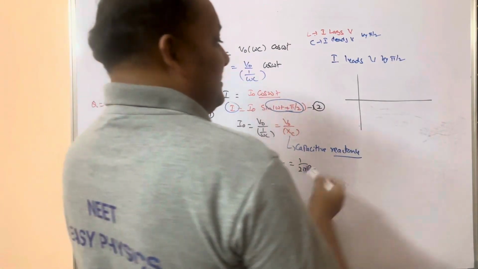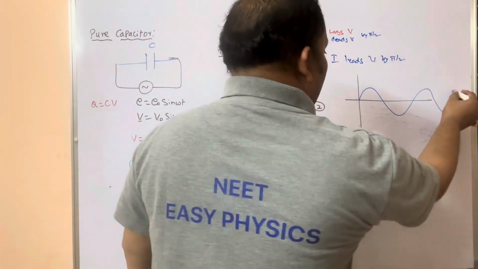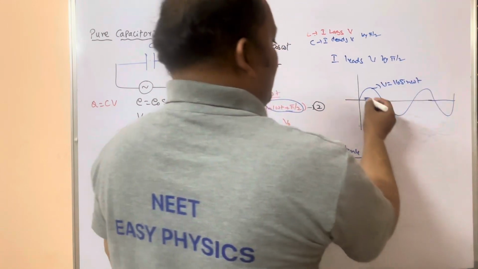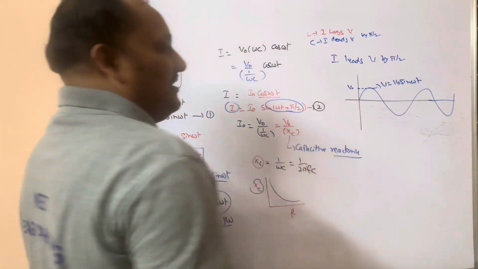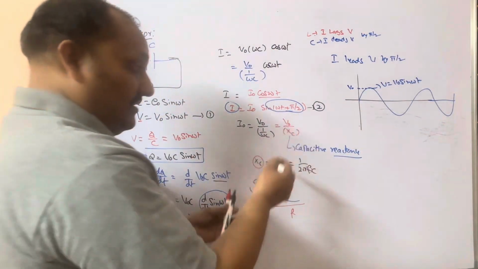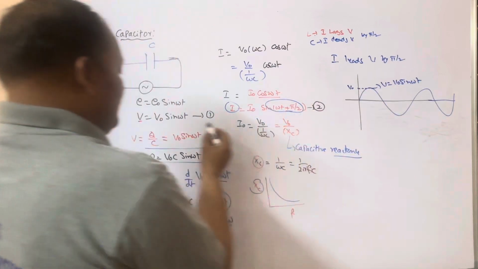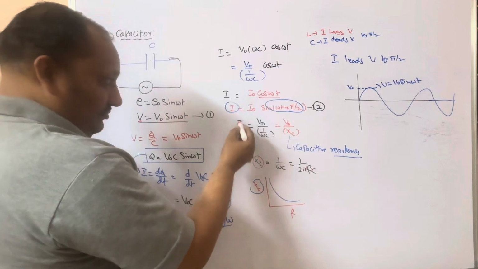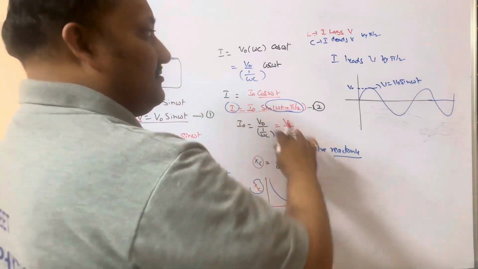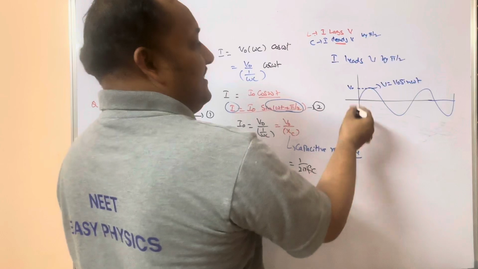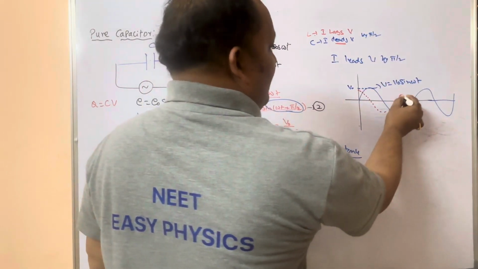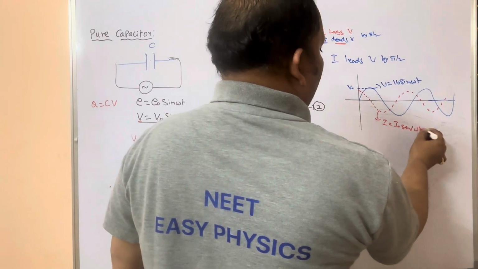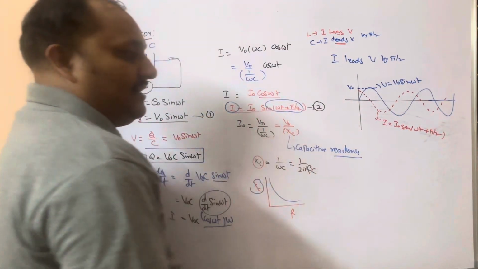First we will see wave representation. Always we draw this many times: V is equal to V naught sin omega t, so this is going to be V naught. This is the wave representation of the applied source of voltage. Now for this, I is equal to I naught sin of omega t plus pi by 2. So current leads, therefore it will be coming like this. So this is I is equal to I naught sin of omega t plus pi by 2.